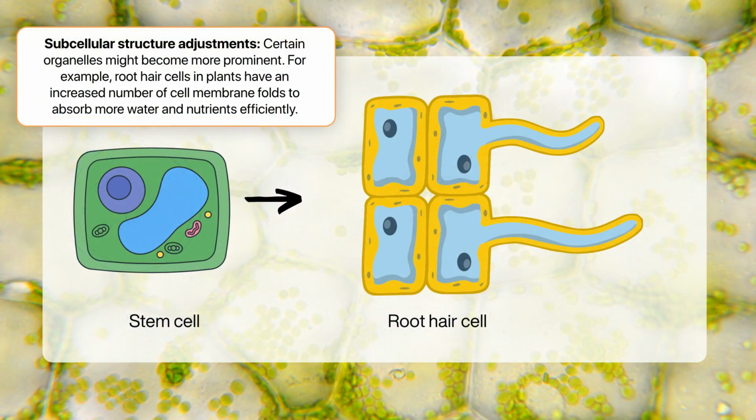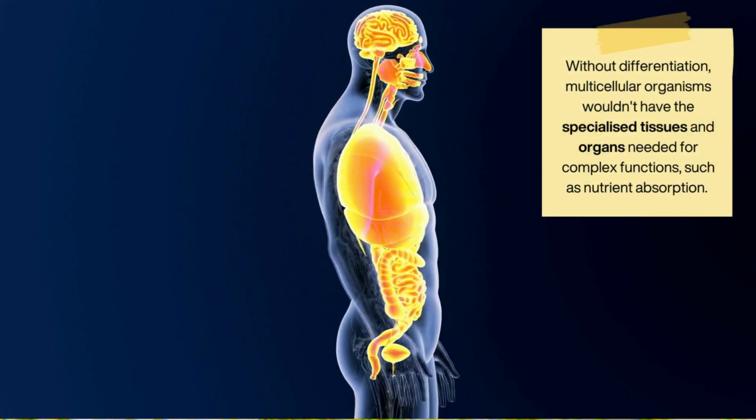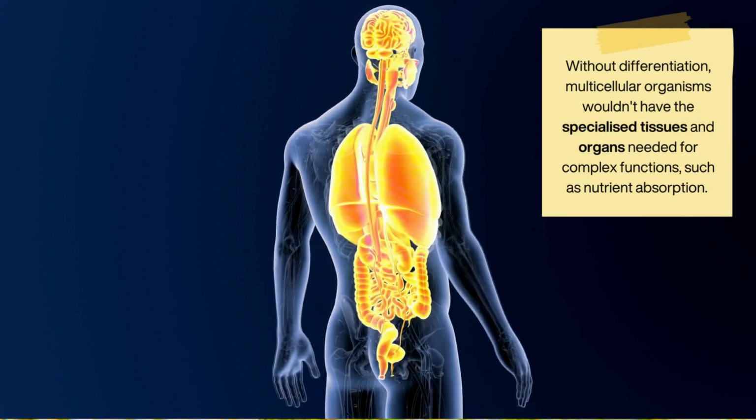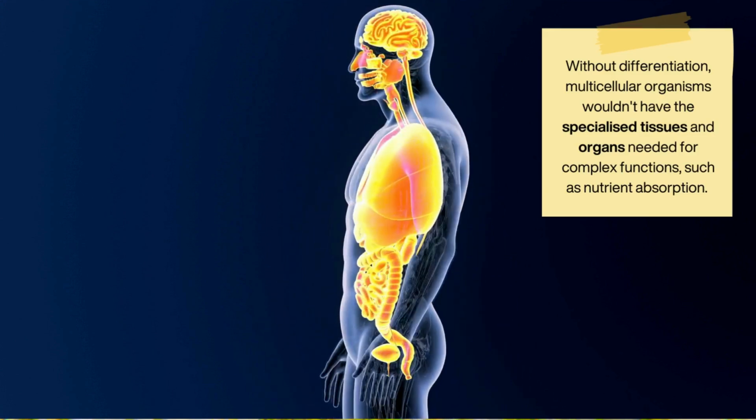Finally, a cell may undergo certain subcellular structural adjustments. One possibility is that certain organelles might become more prominent. This is the case for root hair cells in plants. Root hair cells have an increased number of cell membrane folds to absorb more water and nutrients efficiently. Specialization allows cells to perform distinct and efficient tasks that are vital for an organism's survival. Without differentiation, multicellular organisms wouldn't have the specialized tissues and organs that they need to perform complex functions, such as nutrient absorption, for example.